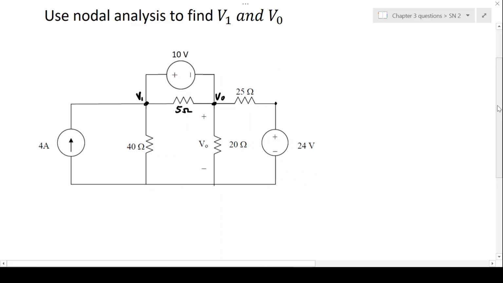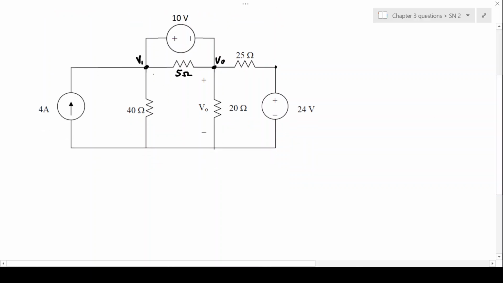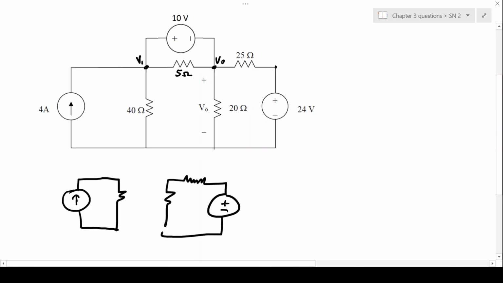So the first step would be to then redraw the circuit and take out the voltage source forming the supernode and any element that's connected in parallel with that voltage source. And this is the circuit that remains. We've got 4 amp, 40 ohms, 20 ohms, 25 ohms, and 24 volts.